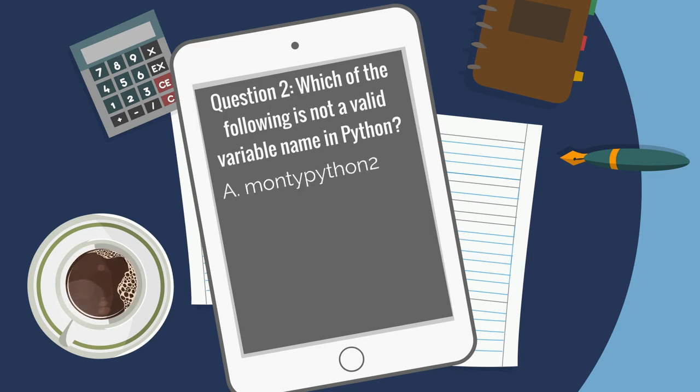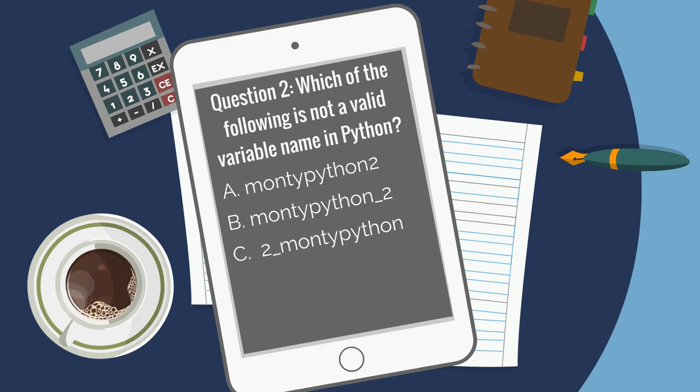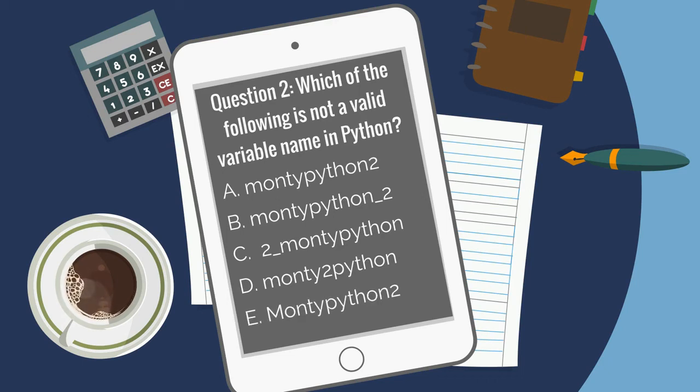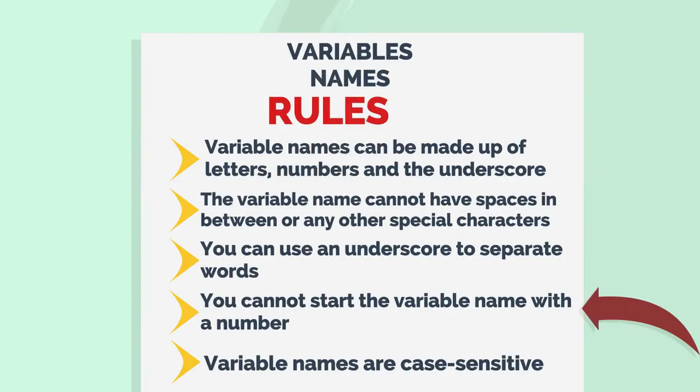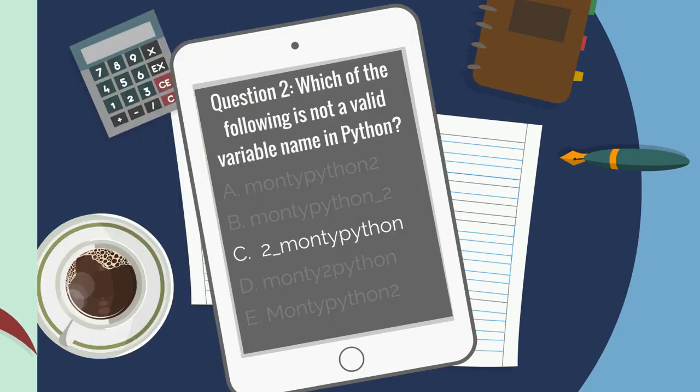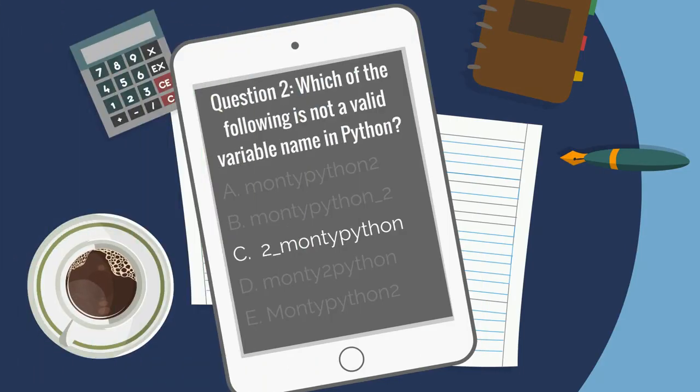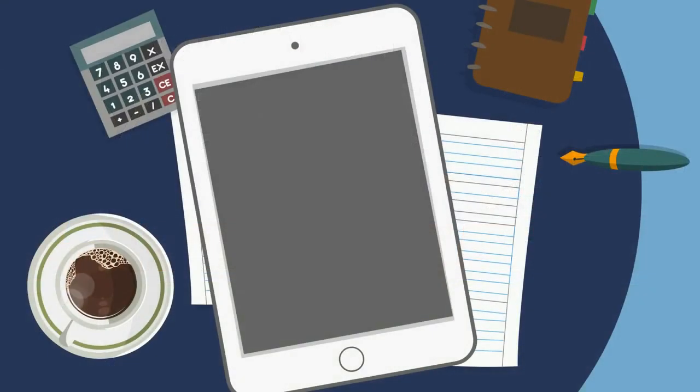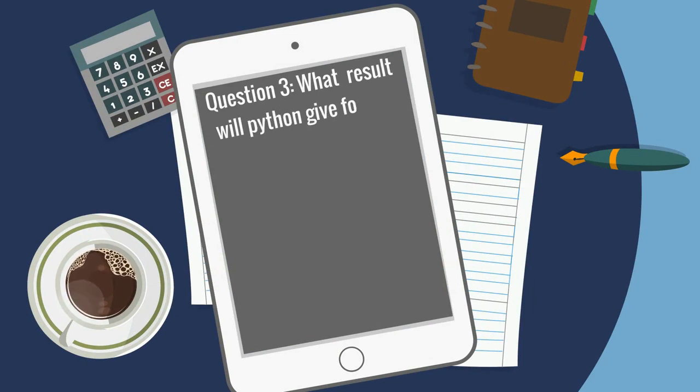A, Monty Python 2. B, Monty_Python_2. C, 2_Monty_Python. D, Monty2Python. E, capital M Monty Python 2. You had told me that a variable name cannot start with a number. So I would say the answer is C, 2_Monty_Python. That's right. Question 3. What result will Python give for the following calculation?